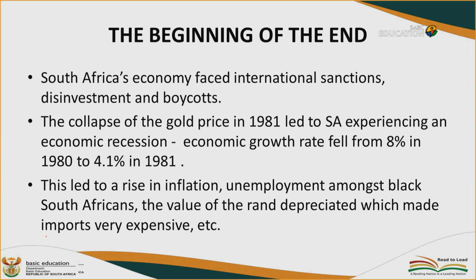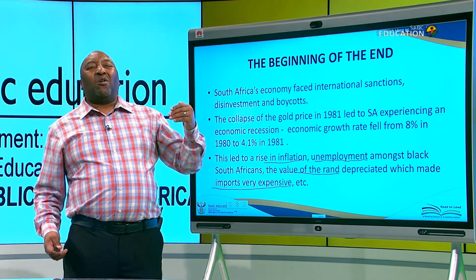And this led to a rise of inflation. It led to unemployment, especially in the black communities in South Africa. And this also led to the value of the rand depreciating, and the imports and exports were very expensive, and South Africa could not manage or afford such trials. Then it says here, the beginning of the end. It means this was the start of the end of apartheid.